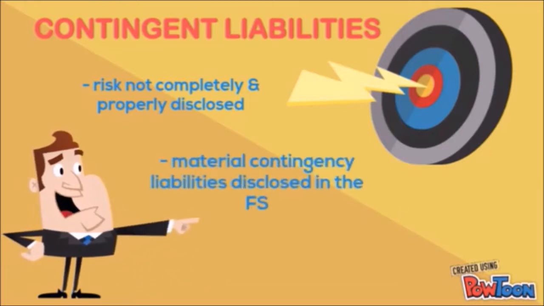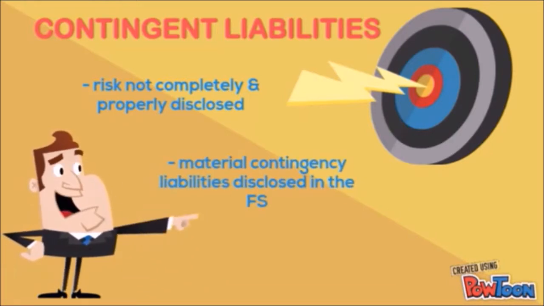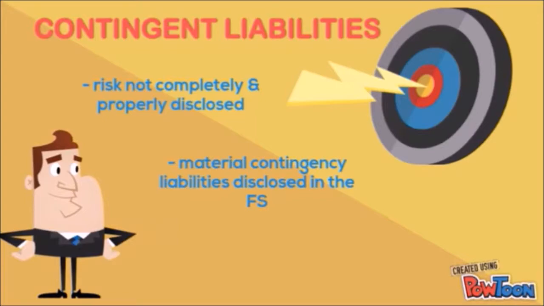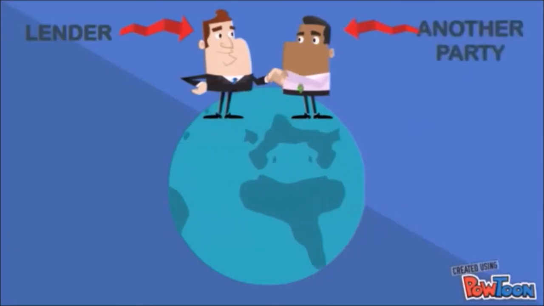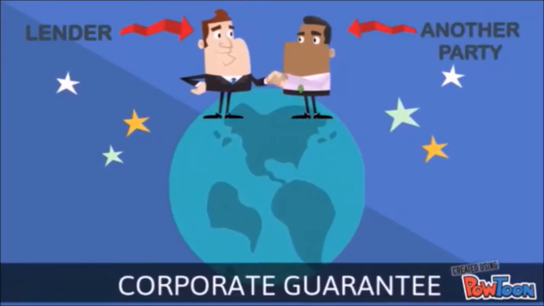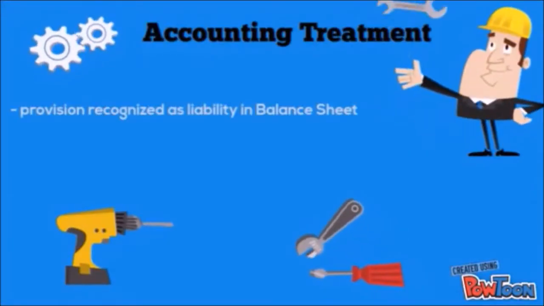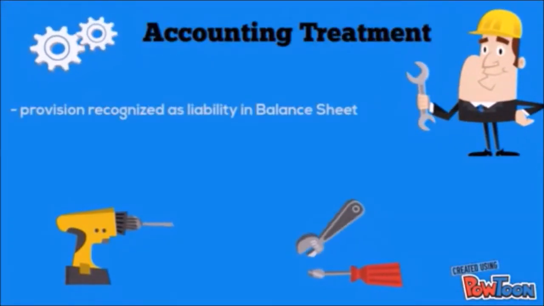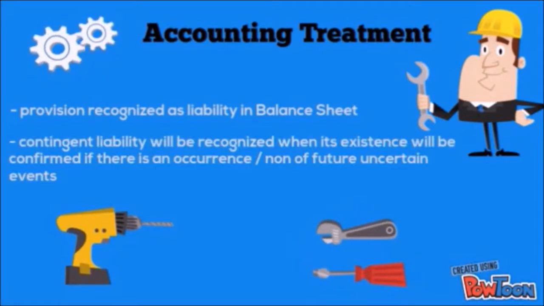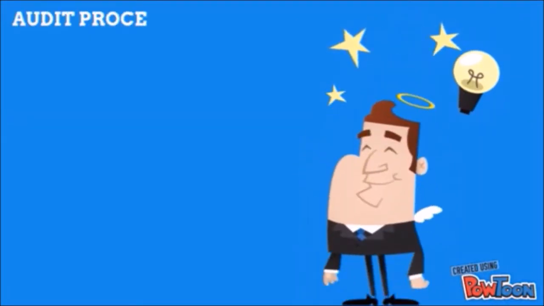Other than that, a material contingent liability should be disclosed in the financial statements. For example, a lender is given a corporate guarantee for loans to another party. A provision will be recognized as a liability in the balance sheet. A contingent liability is recognized when its existence will only be confirmed by the occurrence or non-occurrence of future uncertain events. Audit procedures to identify contingent liability.